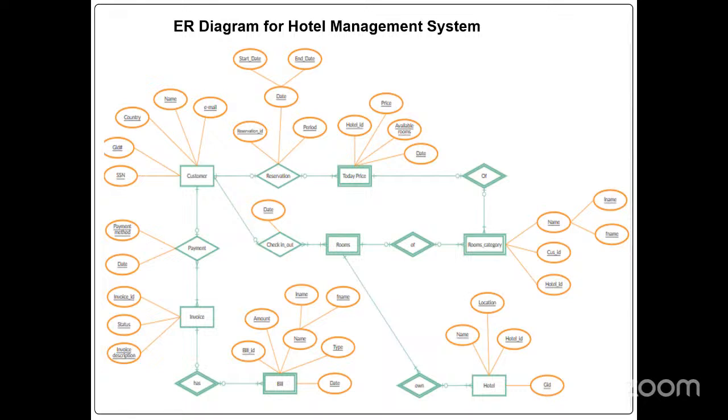Now there are symbols here, tell me. What is this symbol? Weak entity. Based on reservation, the price will be decided. Yes or no? Next, what is this one? The underlined one. Key attribute. Okay, key attribute.